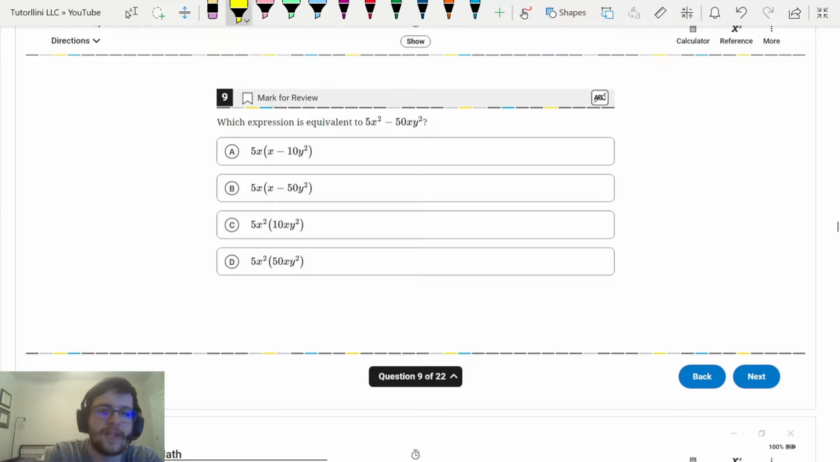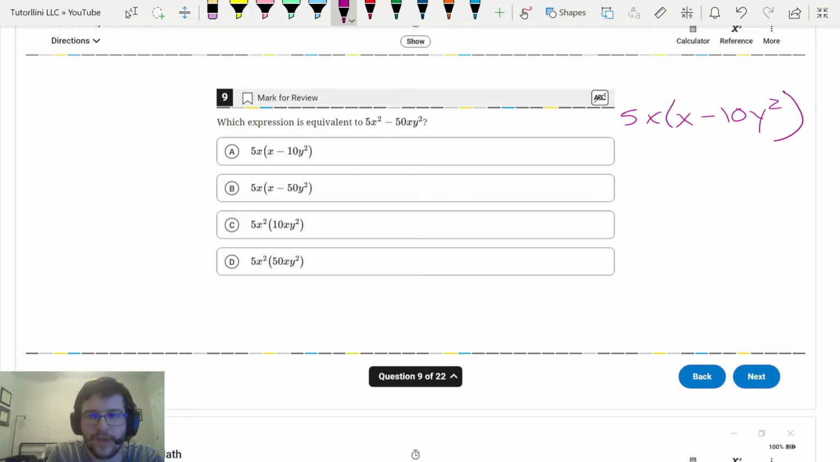So they both have a factor of 5, and they both have a factor of x. So we're going to pull out a 5x. And then, okay, 5x times x gives me 5x squared. And then 5x times what gives me negative 50xy squared? Well, 5 times negative 10 is negative 50. And x is good, but then I have to add a y squared because there's no y squared. So you could distribute it just to make sure you get the original. And it is A.